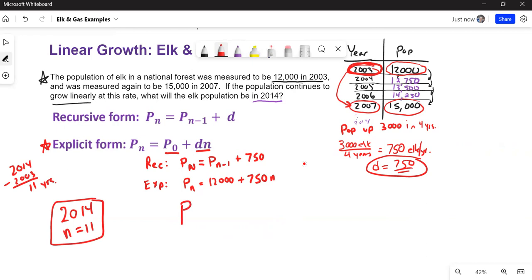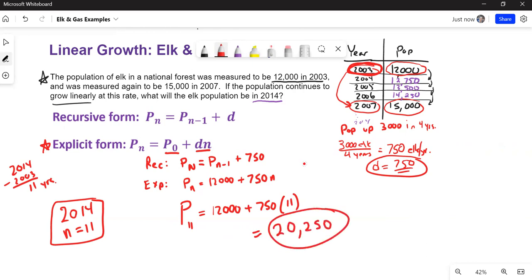So then we could say P sub 11, which is for 2014, would be equal to the 12,000 elk we started with plus 750 times 11 years. So let's do that. 750 times 11. I'm getting 8,250 plus the original 12,000 elk that we had. And you can see that in the year 2014, we would have 20,250 elk. So the population is growing quite a bit. And that's how it would work.